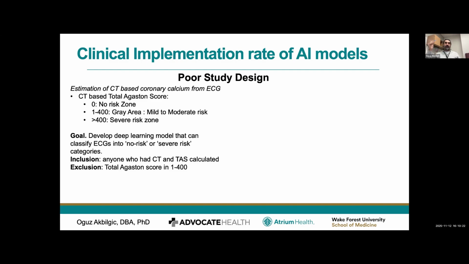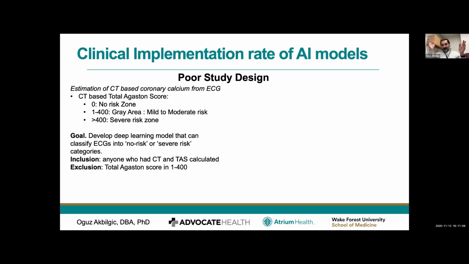The inclusion criteria is anyone who had a CT and had the total Agatston score calculated. For the exclusion criteria, since they were interested in classifying no risk versus severe risk, they excluded all the ones with a total Agatston score between 1 and 400. The gray area is excluded. Then they developed an AI model that takes the ECG as input and tells whether your Agatston score is zero, no risk, or severe risk. In terms of clinical need and AI model development, everything looks fine actually. But when you look at it, this is not feasible.